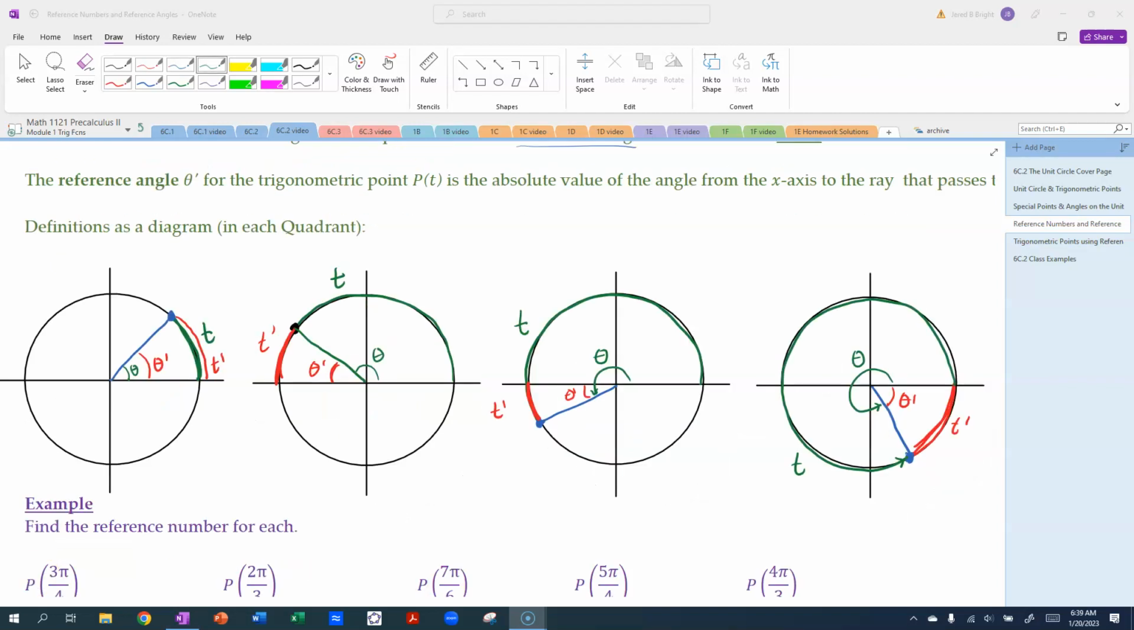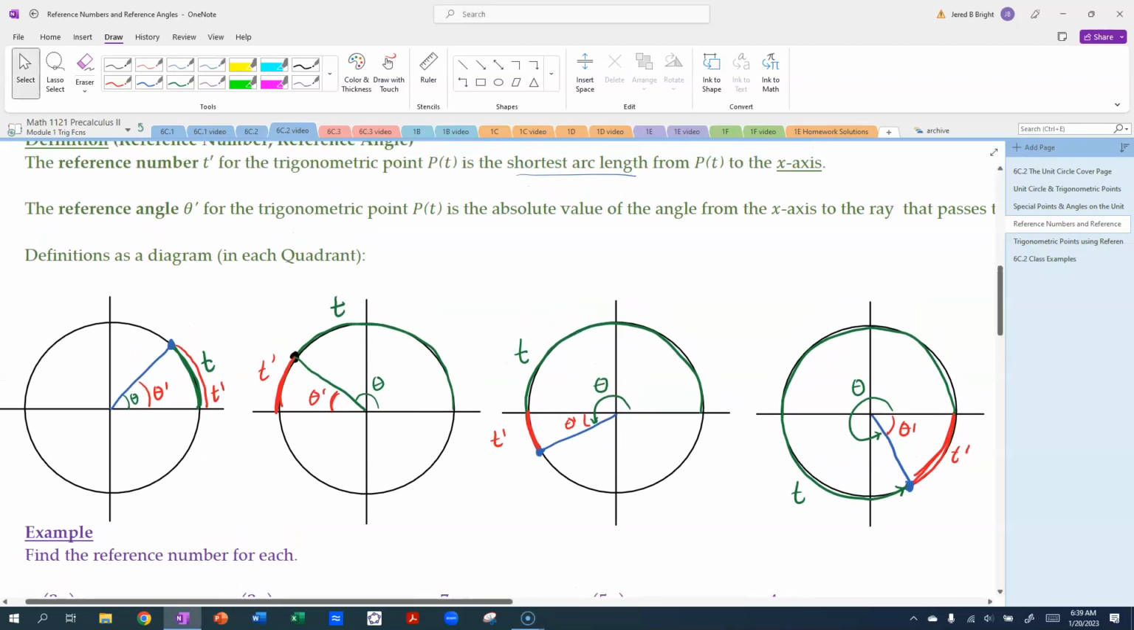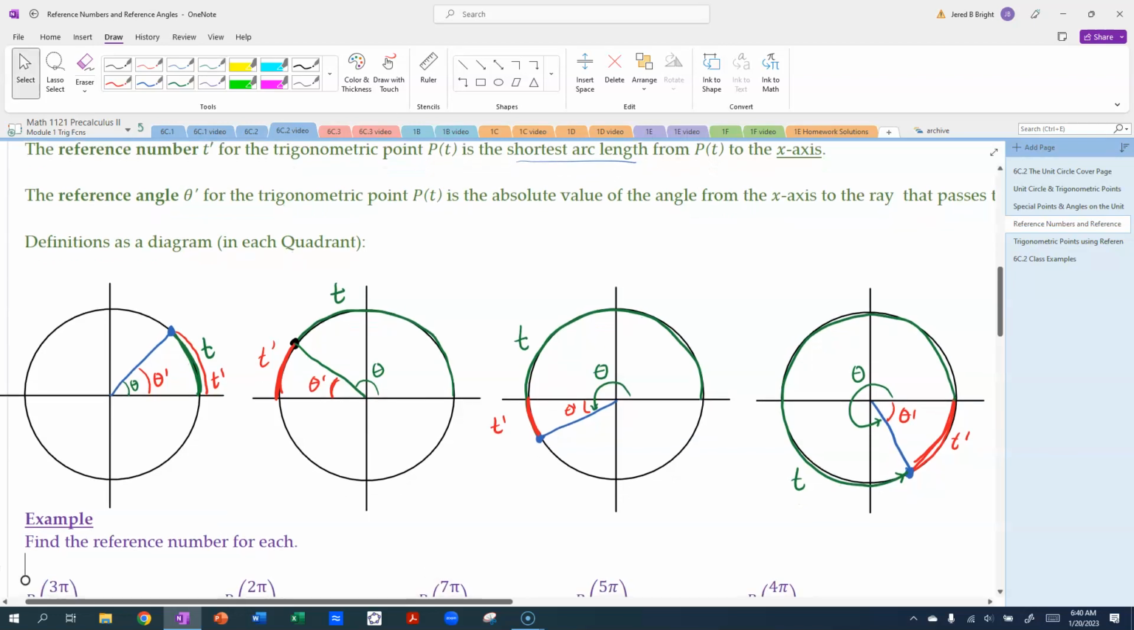And here you go. Quadrant 1, t and t prime actually end up being the same because, again, if you take a look at the definition at the top of the screen, it's the shortest arc length from your trigonometric point to the x-axis. Okay, x-axis, not y-axis, x-axis. So t and t prime are the same, as well as theta and theta prime in quadrant 1. Quadrant 2 we did. Quadrant 3, again, t would be the entire arc length from 1, 0 all the way around. And then t prime, again, is the shortest arc length to the x-axis. So there we go. And theta prime would be the corresponding angle.